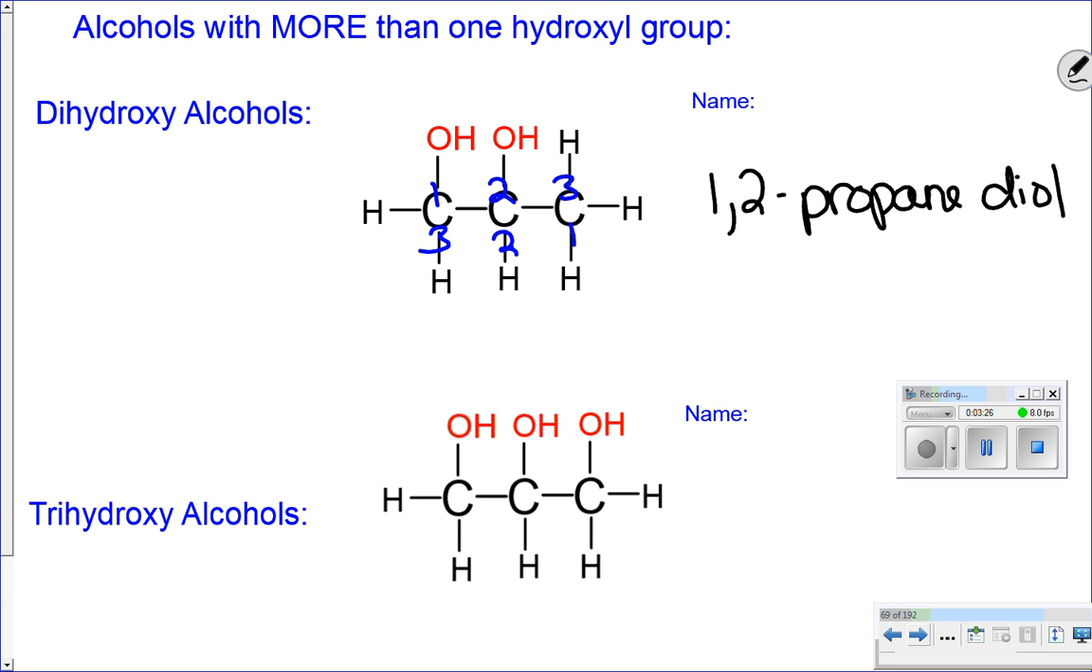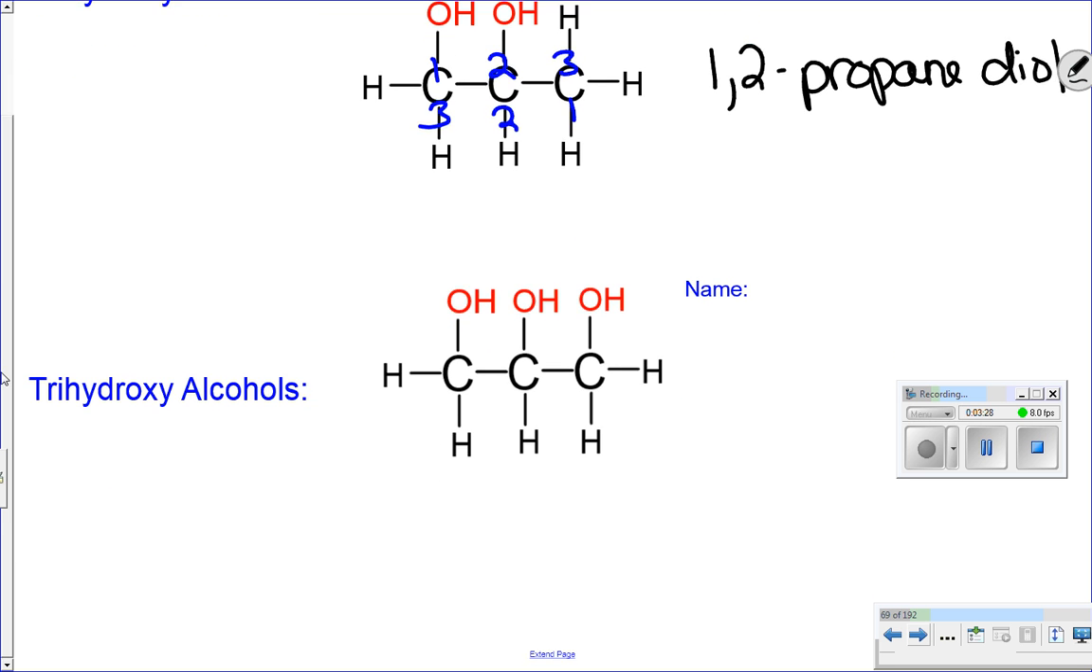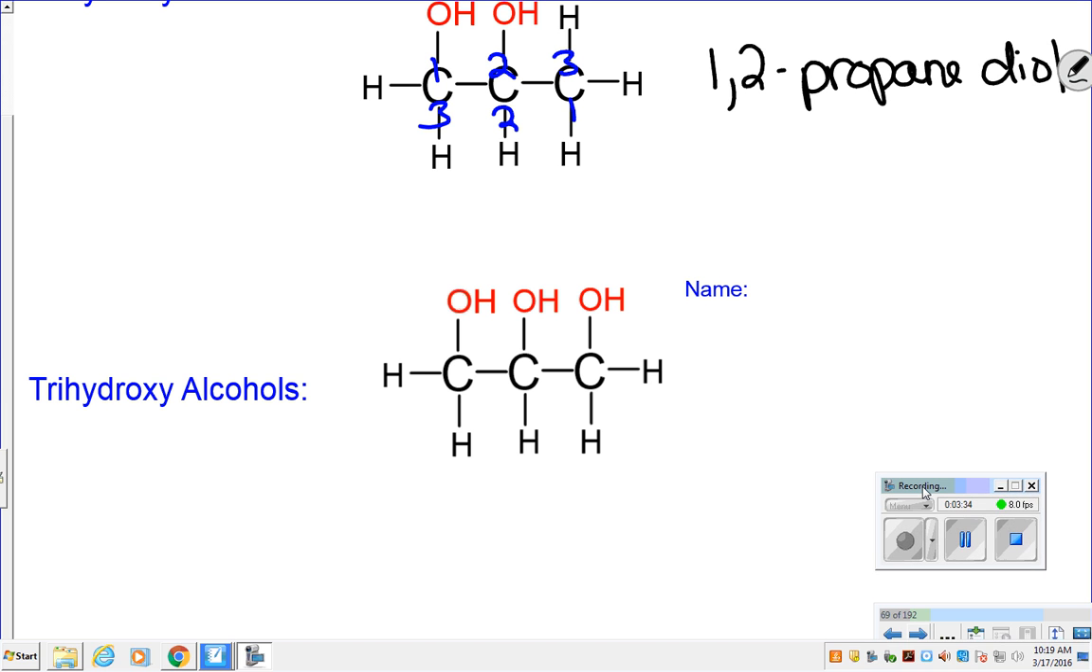We keep that full propane stem, and then instead of just the OL ending, we call this a diol, and that is somewhat of a separate word. You're not actually responsible for drawing and naming these in a test situation, but it is nice to be familiar with them. You will sometimes see them come up in Part B2 and C questions.